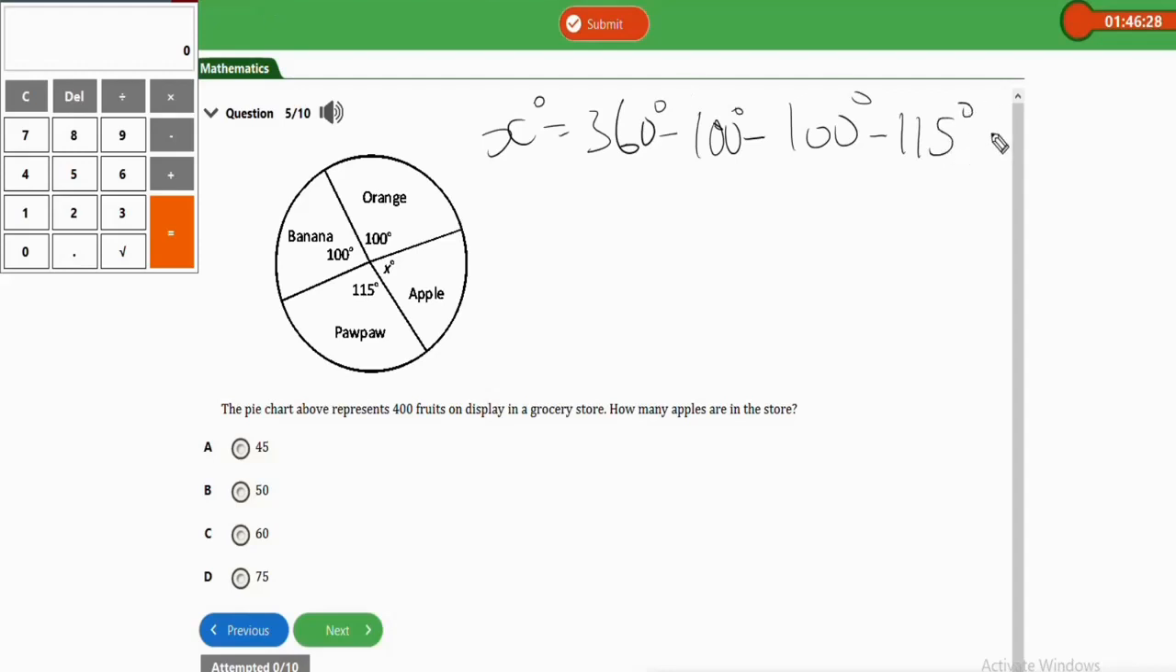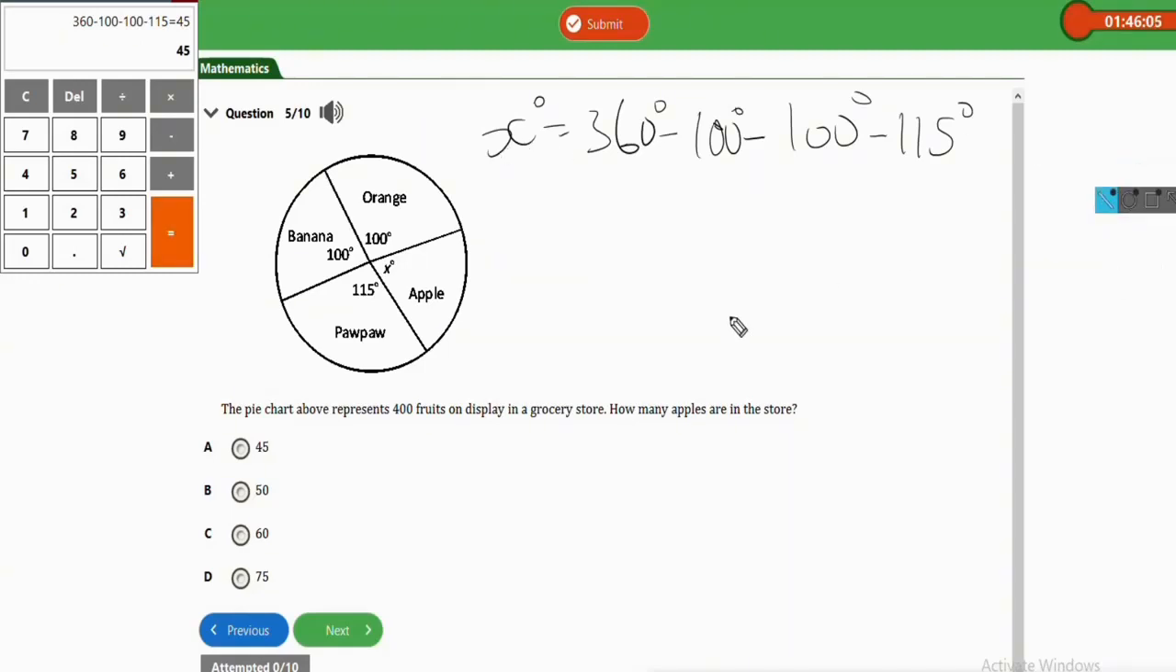So let's punch this on the calculator. This will give us 360 minus 100 minus 100 minus 115. So we have the output to be 45 degrees.